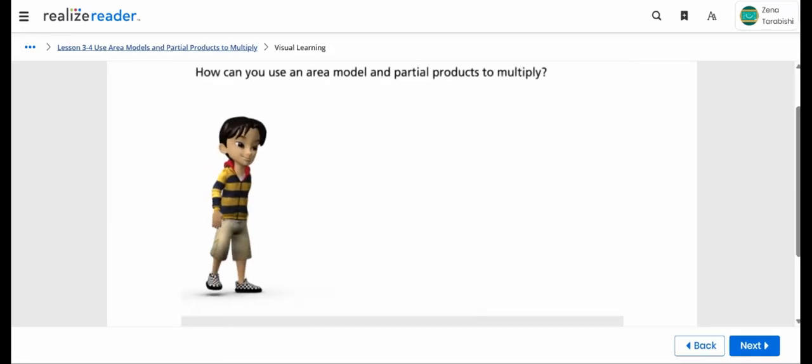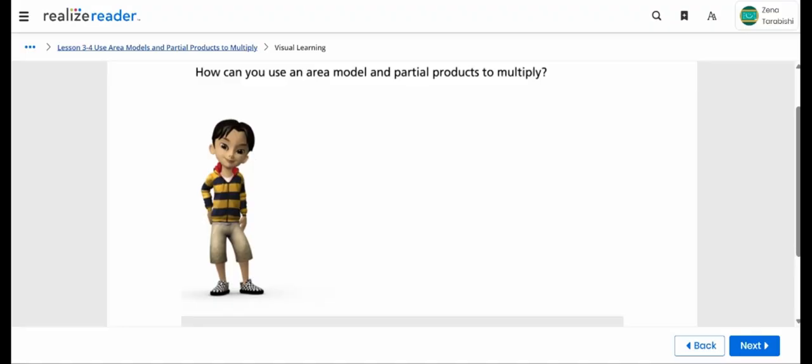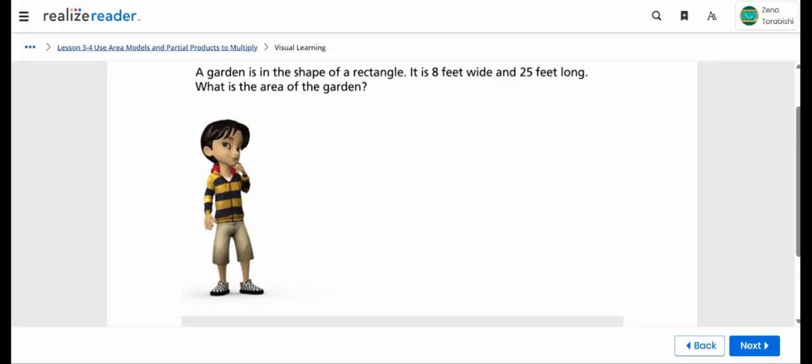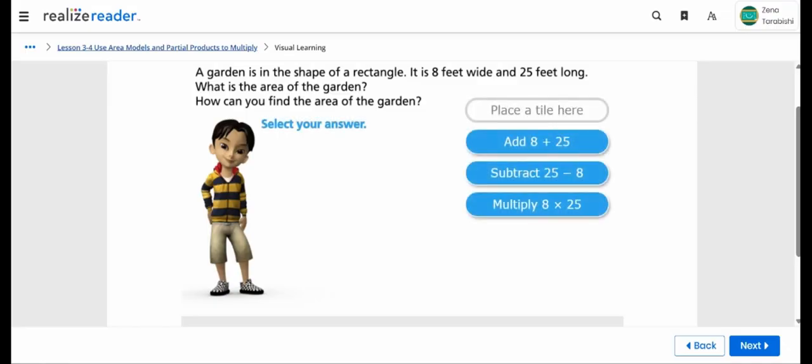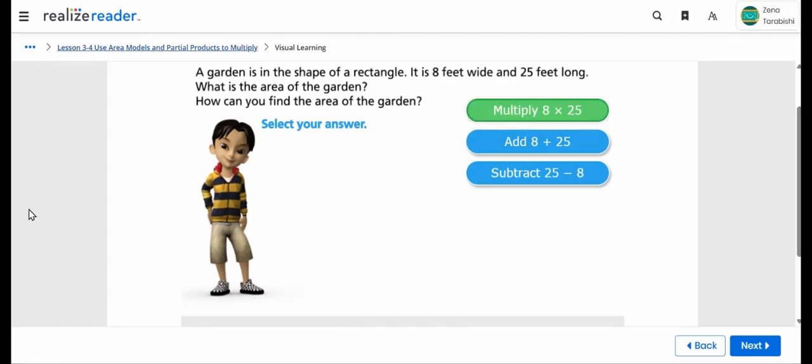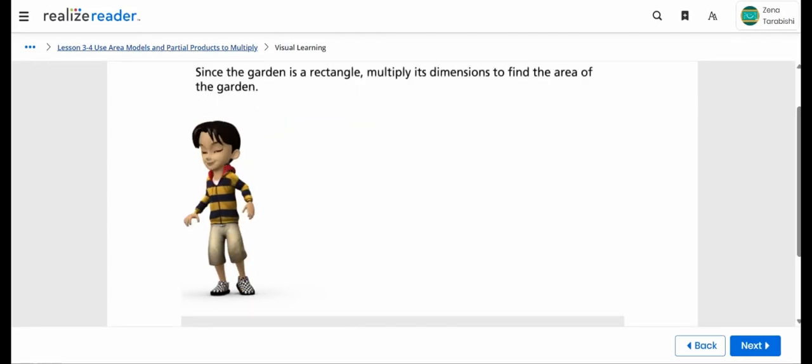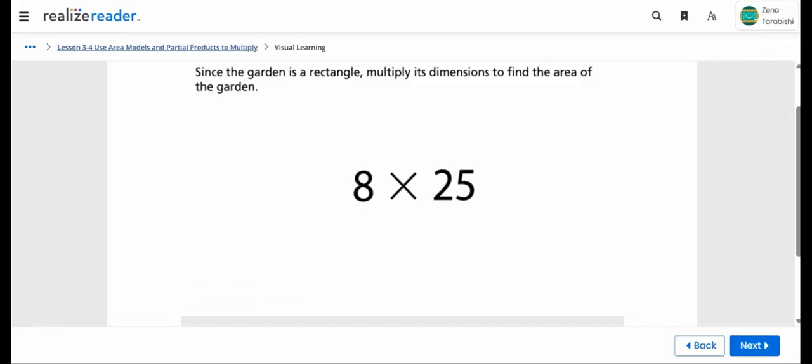How can you use an area model and partial products to multiply? A garden is in the shape of a rectangle. It is 8 feet wide and 25 feet long. What is the area of the garden? How can you find the area of the garden? Select your answer. Since the garden is a rectangle, multiply its dimensions to find the area of the garden.